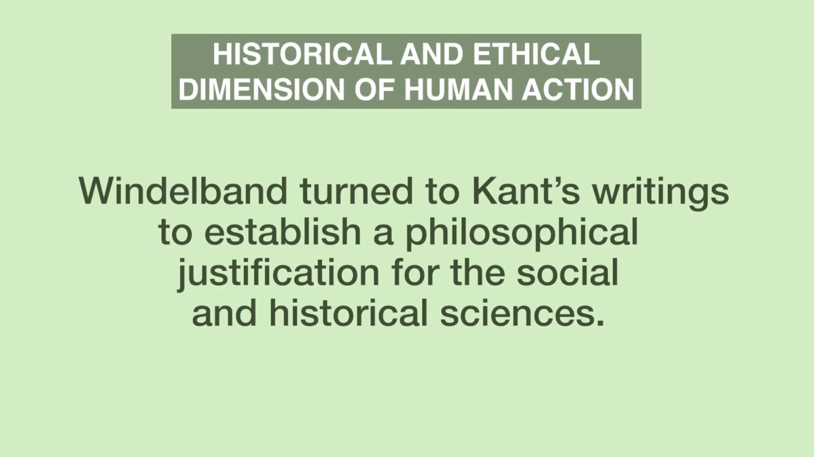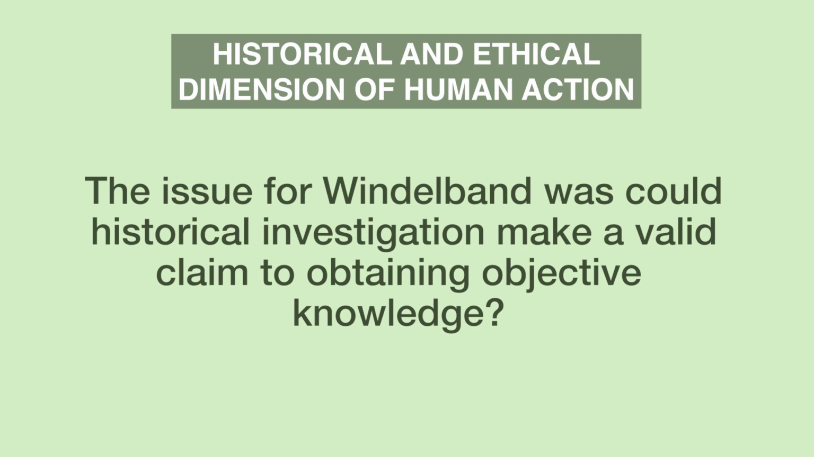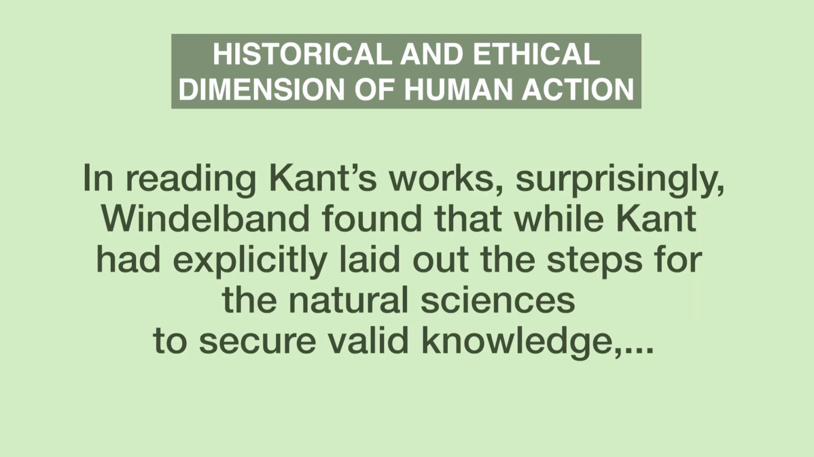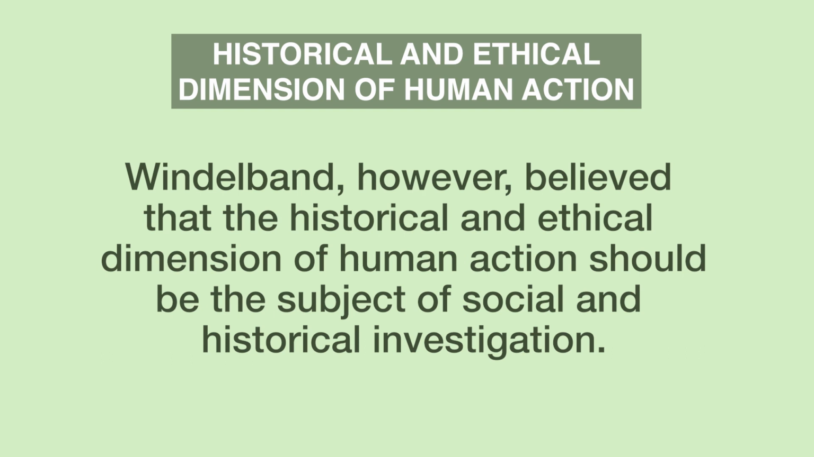Windelband turned to Kant's writings to establish a philosophical justification for the social and historical sciences. The issue for Windelband was, could historical investigation make a valid claim to obtain objective knowledge? In reading Kant's work, surprisingly, Windelband found that Kant had explicitly laid out the steps of the natural sciences to secure valid knowledge. But he had excluded the historical and ethical dimensions of human action from the sphere of legitimate knowledge. Windelband, however, believed that the historical and ethical dimensions of social human action should be the subject.